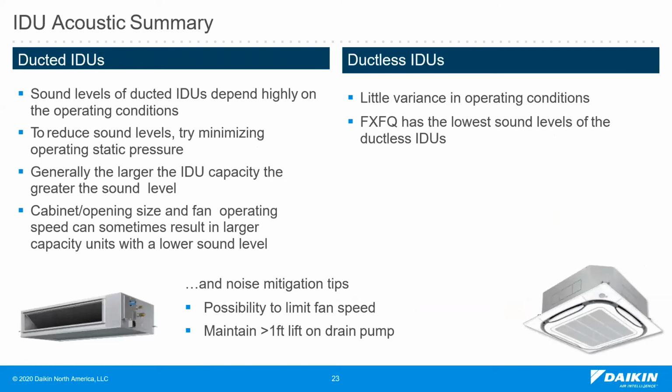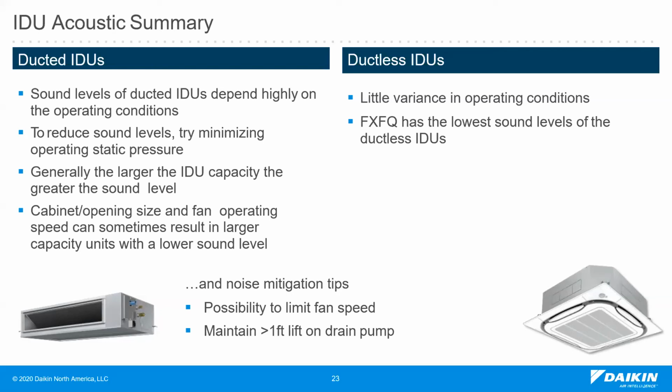In summary, for the ducted indoor units, sound levels depend highly on the operating conditions. To reduce sound levels, try minimizing operating static pressure. Generally, the larger the indoor unit capacity, the greater the sound level. Cabinet opening size and fan operating speed can sometimes result in larger capacity units with lower sound level.